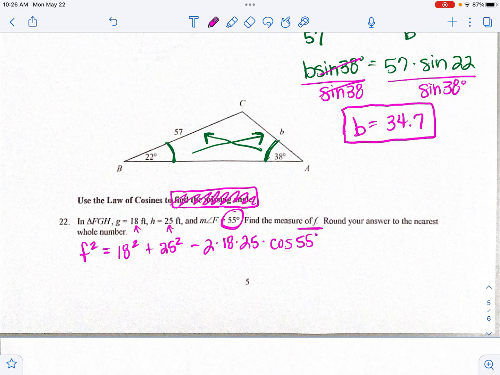And obviously that's not the size of the side, right? The other two sides are 18 and 25. It's f squared, right? So what I'm going to do in my calculator is tell it to find the square root of the answer, which I'm going to do right now.